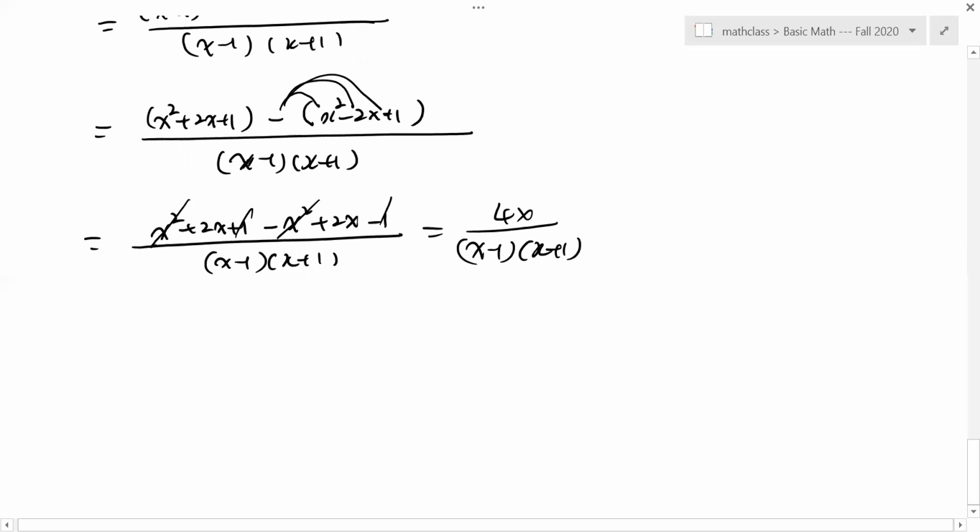So how about this one? Write it as a single fraction. Express 1 over AB plus 1 over AC plus 1 over BC as a single fraction.